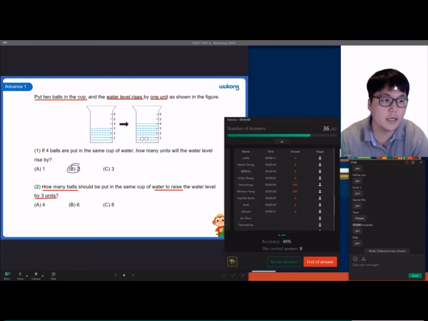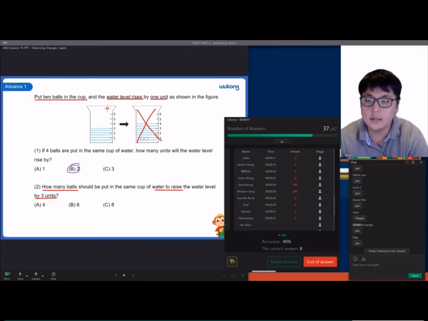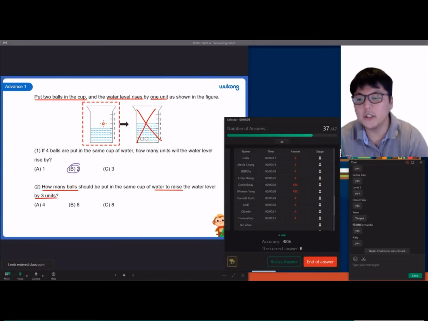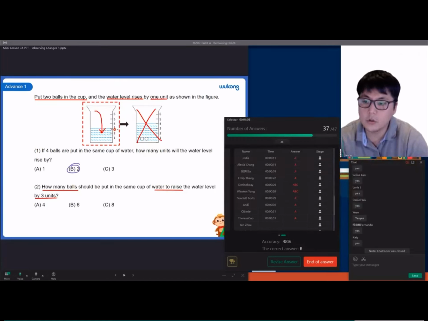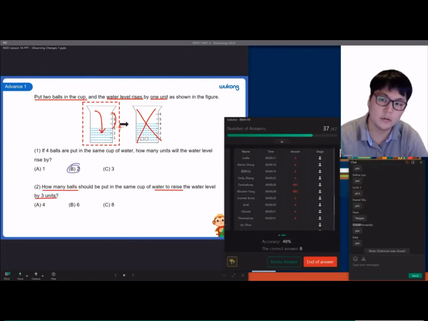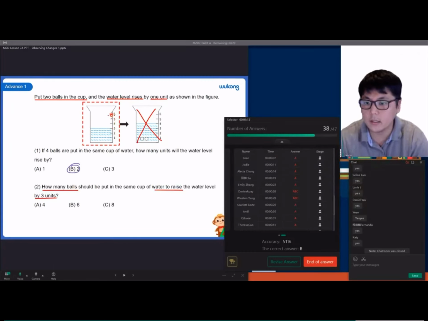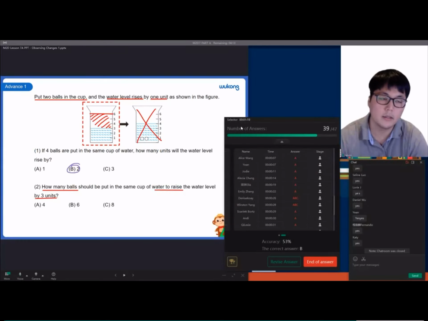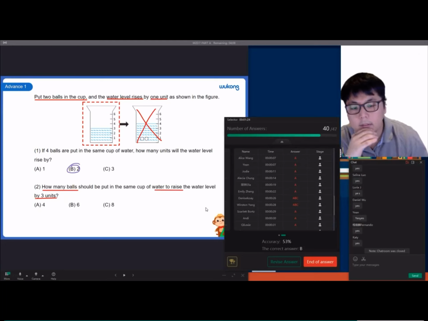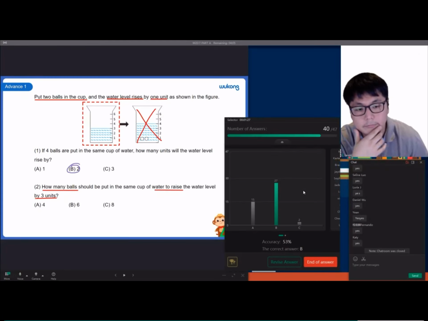So the question is, guys, don't worry about this one. You have a cup with no balls, okay? Look at this one, everybody. How many balls do you need to put inside to make sure it goes up by 3? We want the water level to be at 6 if it's up by 3. We want this much. Yeah? So think very, very carefully, guys.